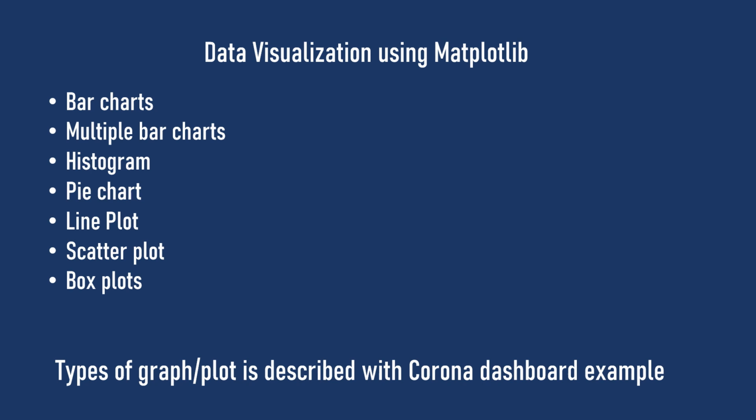So I will show the different kinds of charts, and how we can visualize the data in the form of bar charts, multiple bar charts, histograms, pie charts, line plots, scatter plots, and box plots. Let's see these types of charts in our programming tutorial. In order to make this concept easier for everyone to understand, I have taken this Corona dashboard example, so that everyone will easily understand the trend of the data. Okay, so let's quickly jump onto our programming part.